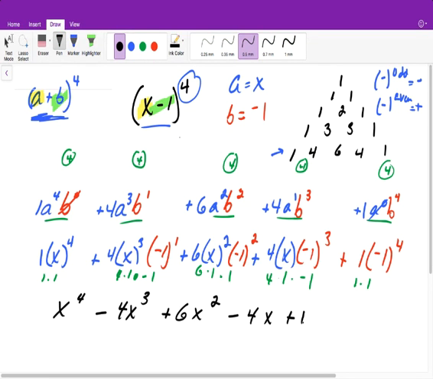All right, the way you can check your work again is we should have one more term than our power. So we have a power of 4, where we have 1, 2, 3, 4, 5 terms. And since we have a negative sign here, our signs will alternate. So it's positive, negative, positive, negative, positive. So we know that we did this correctly.